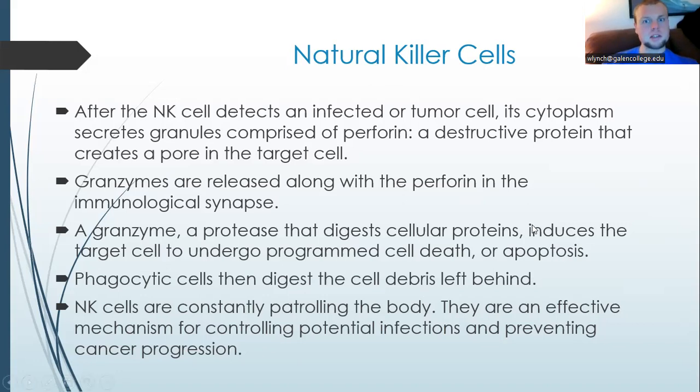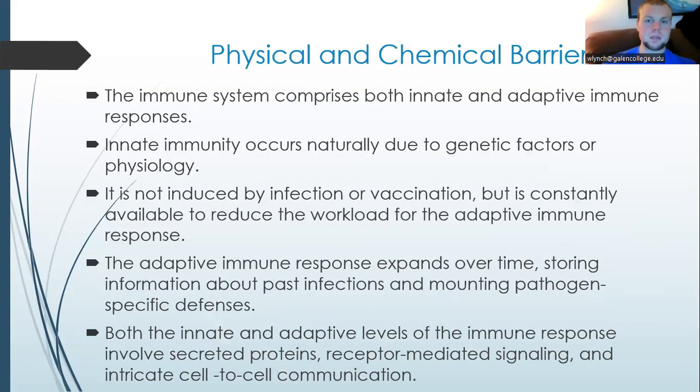Natural killer cells are constantly going around the body, and if they do find a cell type that is not recognizable or a cell that is abnormal, they will secrete these granules and they will try to destroy it. All right. They are very effective for controlling potential infections and preventing any sort of cancer progression. All right. That was the basis of the immune system and of the lymphatic system as well.